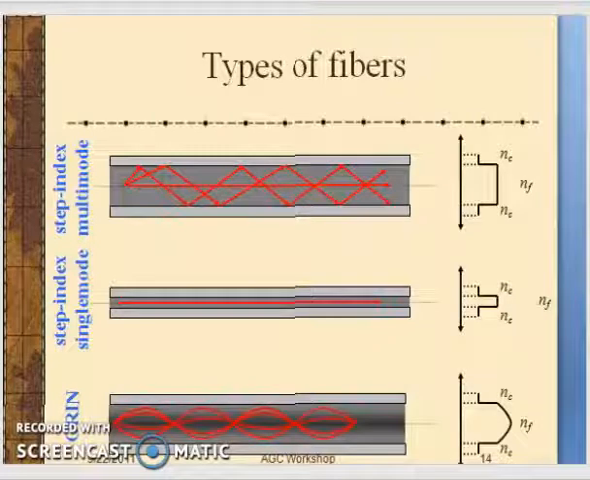The types of optical fiber cable. Classification of optical fiber cable is based on two categories. The first category is the number of modes and the second is the refractive index. On the basis of the number of modes of propagation in the optical fiber cable, they are classified into two types. The first type is single mode optical fiber and the second type is multi-mode optical fiber.